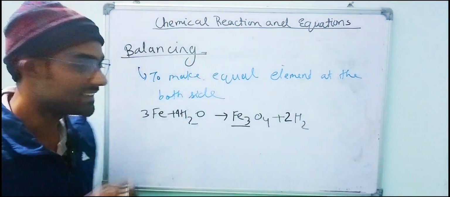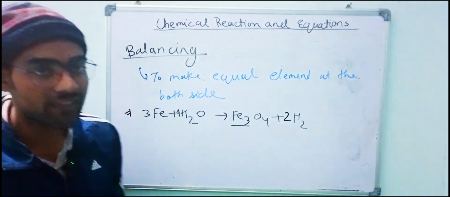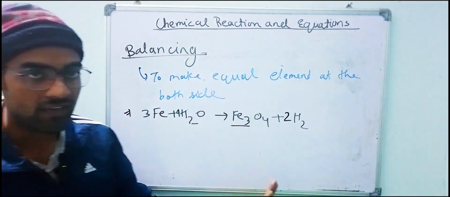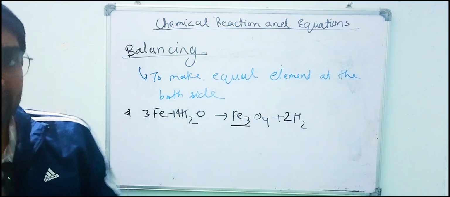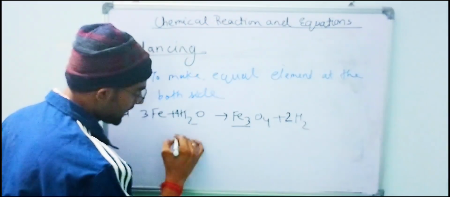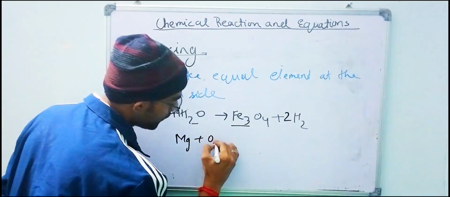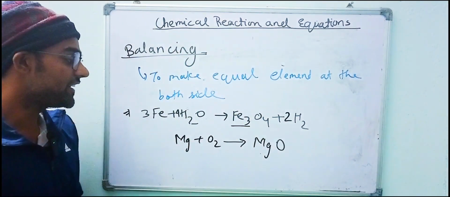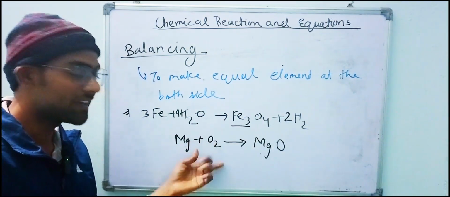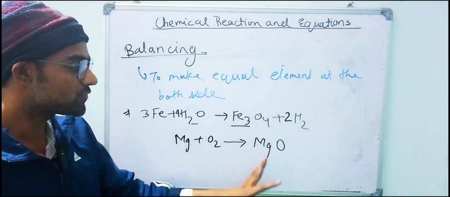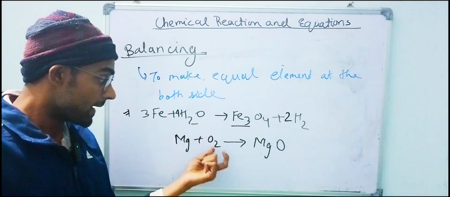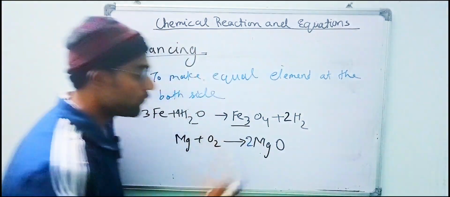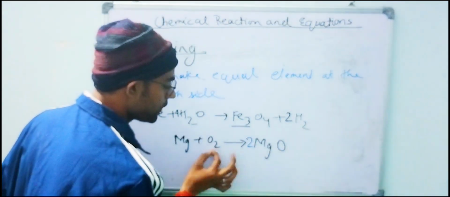So now if we see this reaction, now this reaction has become balanced. Only this is known as the balancing of a chemical reaction. One more example we can take: magnesium plus oxygen becomes MgO. If we see now, in the reactant there is oxygen 2, but on the product side the oxygen is only 1. So what we will do is add 2 here. Now we see that oxygen becomes equal on both sides.